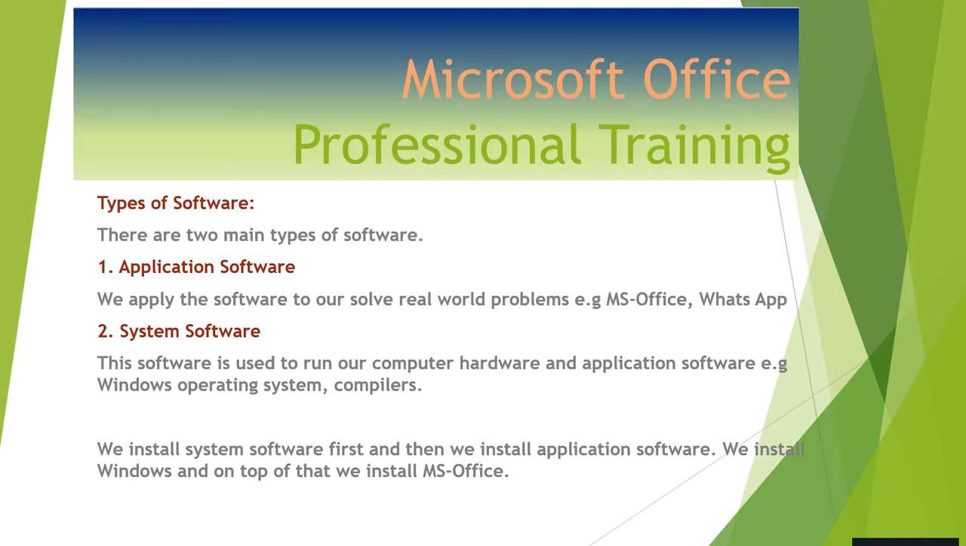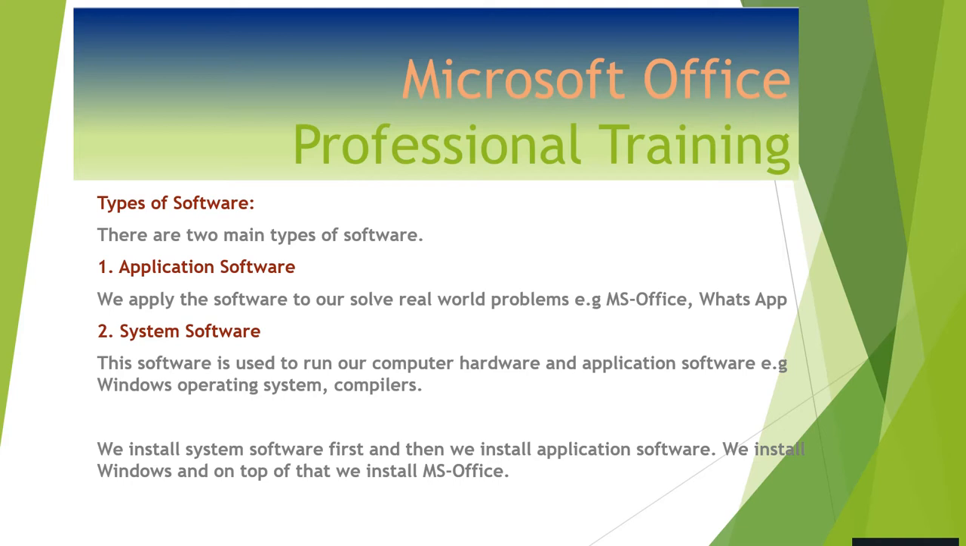Then comes the system software. What is a system? A system is your computer. Anything having input, process, output, and memory is a system. So system means hardware and software. Windows is an example, Mac is an example, Unix is an example, and language compilers. Compiler means translators. These are system software.